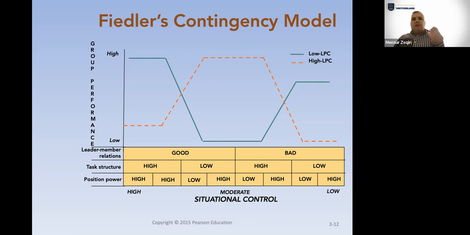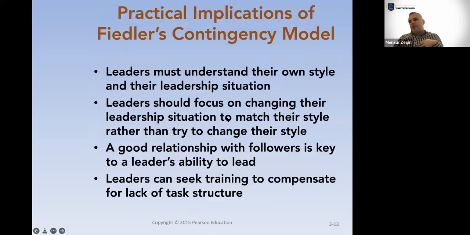So these were some of the main assumptions of Fiedler's contingency model. And here we have some practical implications for us as future leaders. According to some of his main findings, leaders must understand their own style and their leadership situation. So you should not be able to match or to apply to the situation if you don't know your own style as well as the leadership situations. These are crucial, so you should understand these first before you apply.